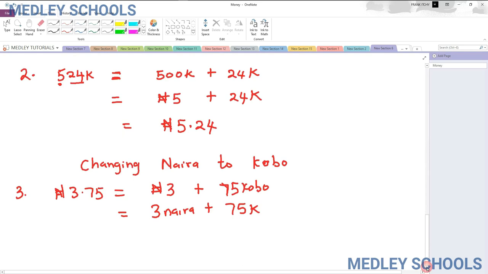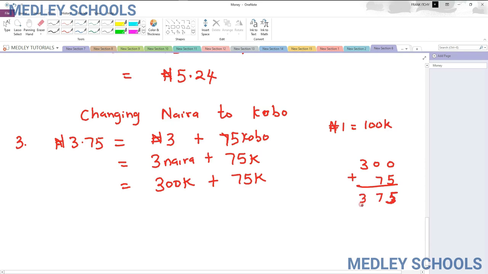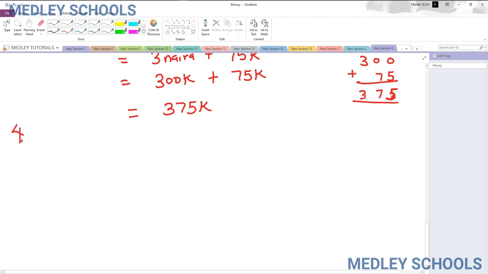Now remember that 1 naira is equal to 100 kobo. So if 1 naira is equal to 100 kobo, that means 3 naira is equal to 300 kobo. So we have 300 kobo plus 75 kobo. So if you add these two together, 300 plus 75, I have 5 here, I have 7 here, and I have 3. So that means 3 naira 75 kobo is 375 kobo.